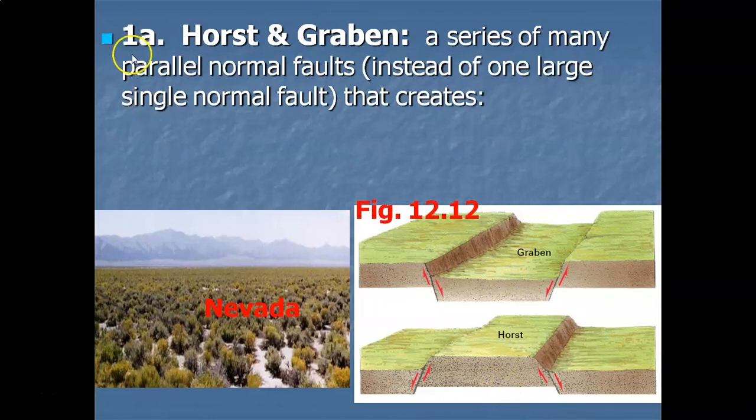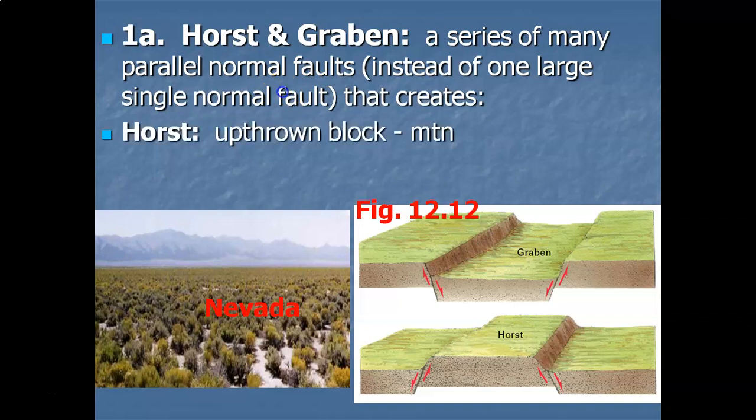All right, I've got this called 1A because this is actually a type of normal fault. So now this type is called Horst and Graben landscape. Now these are German terms, Horst and Graben. And this occurs when you've got a series of several parallel normal faults. So you have a whole bunch of normal faults lining right on up. You could have hundreds of them lining right up instead of one large single one like we had with the Sierra Nevada. And so what you wind up creating, instead of just one giant fault block mountain, are a whole series of mountains and valleys, mountains and valleys.